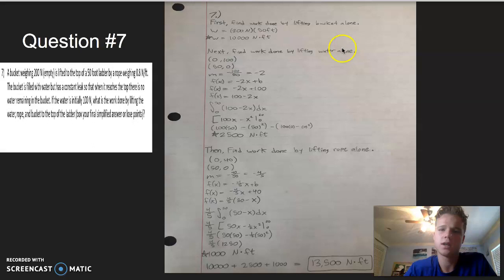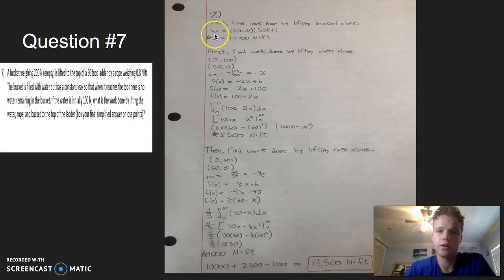So first I found the work done by lifting the bucket alone. I used work equals force of the bucket alone, which is 200 newtons, times distance, which is 50 feet. And I got the work by lifting the bucket alone to be 10,000 newton feet.